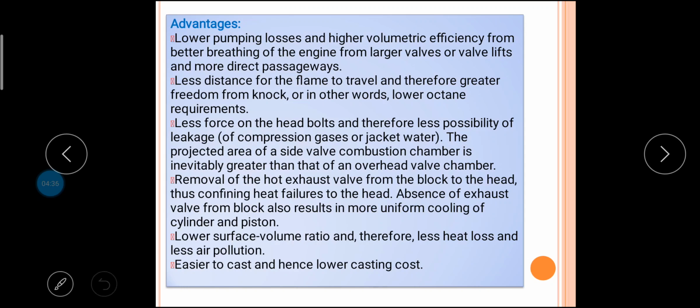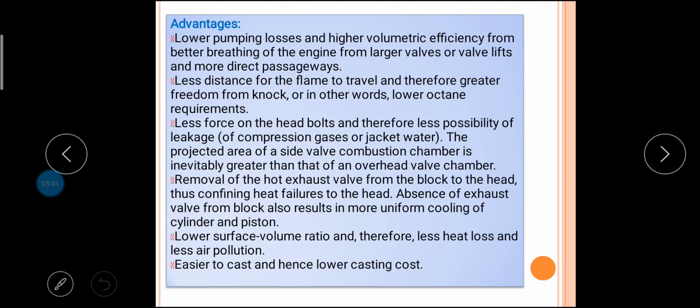What are the main advantages? Lower pumping losses and higher volumetric efficiency from better breathing of the engine, from larger valves or valve lifts and more direct passageways. Less distance for the flame to travel and therefore greater freedom from knock, or in other words, lower octane requirements. Less force on the head bolts and therefore less possibility of leakage.